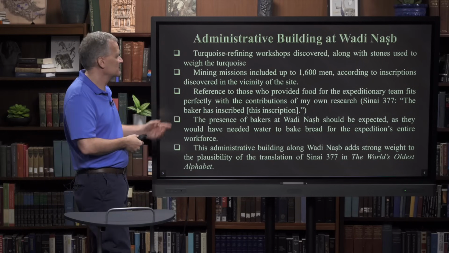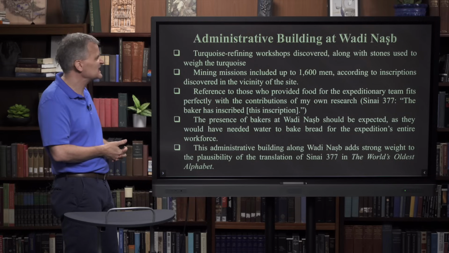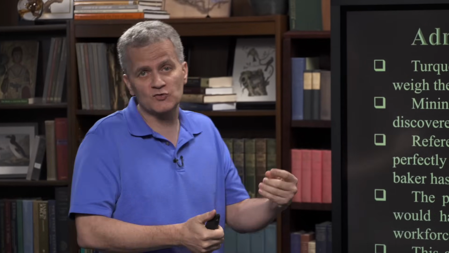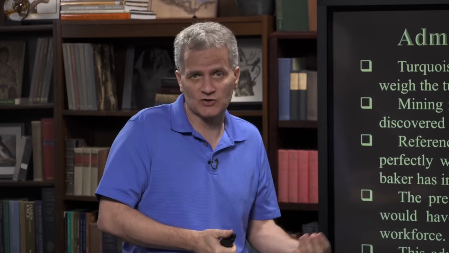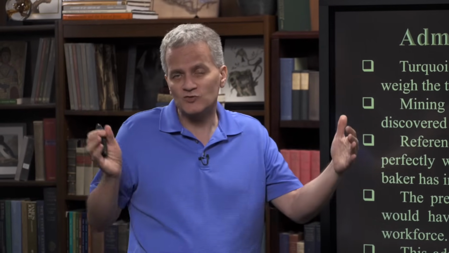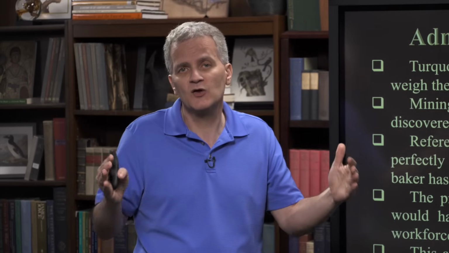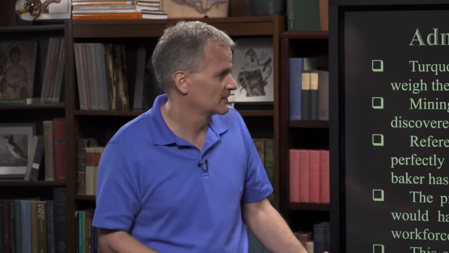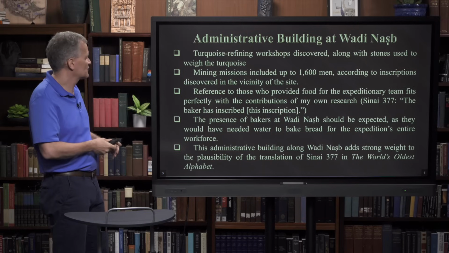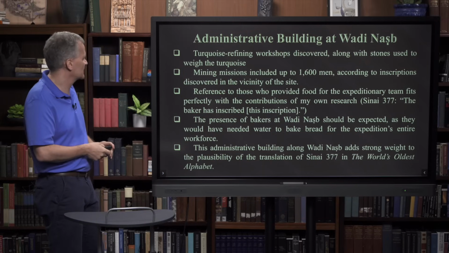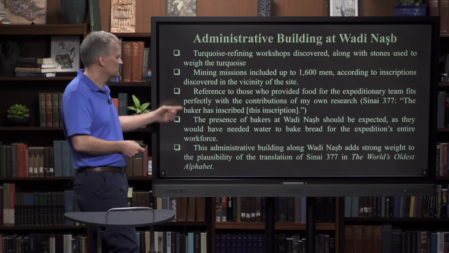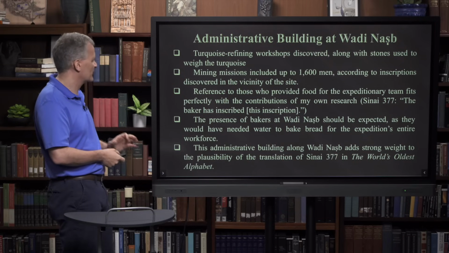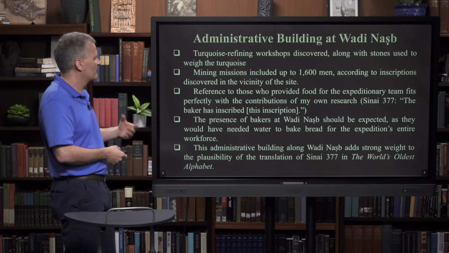Mining missions included up to 1,600 men at one time. And again, at many points in history, they're doing annual expeditions to extract turquoise. But at its greatest height, 1,600 men were part of the operation, which is absolutely astounding. And this is according to inscriptions that have been discovered in the vicinity. Reference to those who provided food for the expeditionary team fits perfectly with the contributions of my own research.